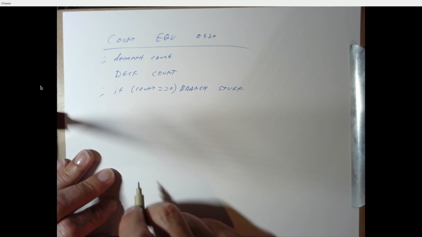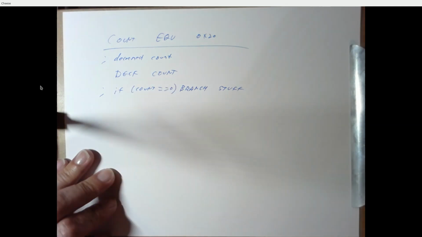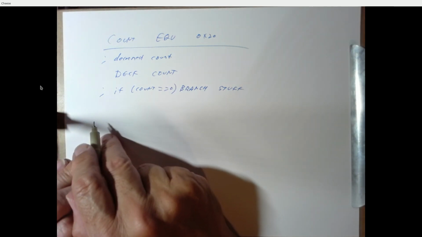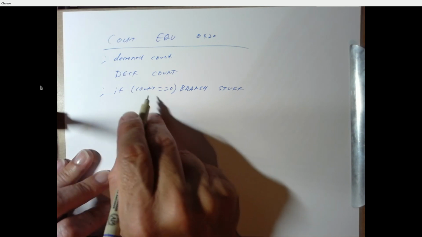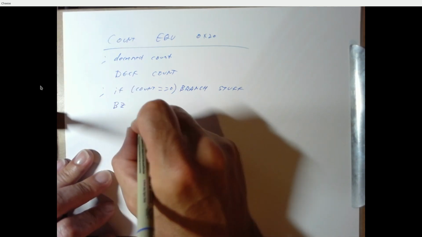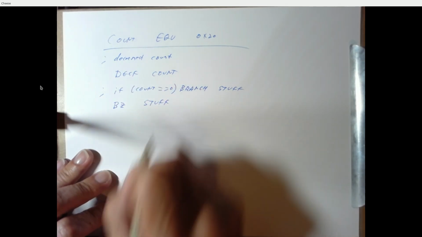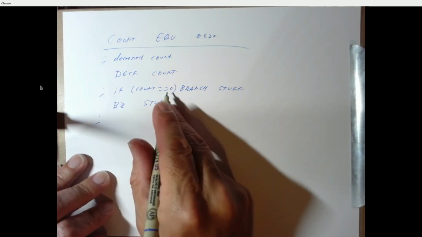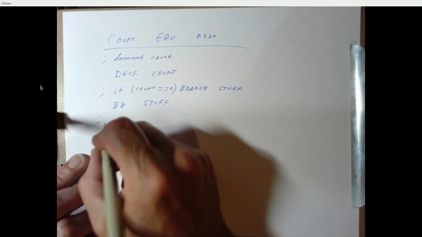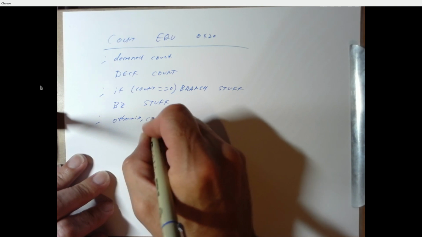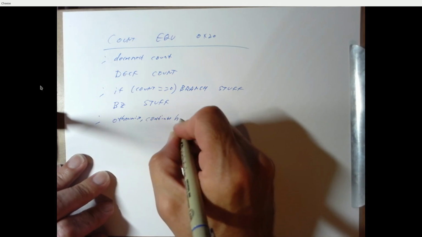So we know that when we decremented count, the 0 bit got set accordingly. If count was equal to 0 after we decremented, the Z bit will be true. So to say if count is 0, branch to stuff, all we have to do is say branch if that Z bit is true to stuff. And if count is not equal to 0, this does not branch. And so otherwise, continue here.